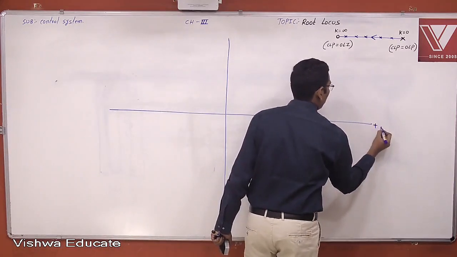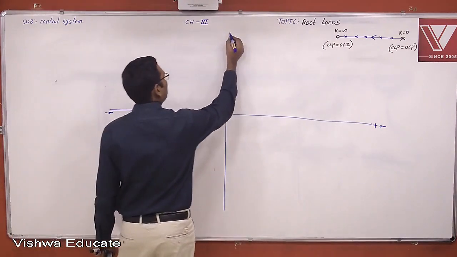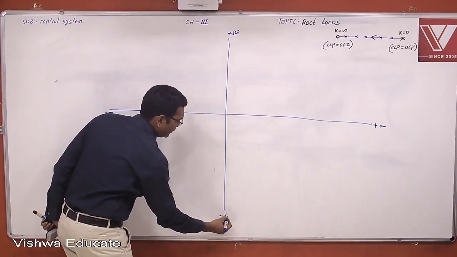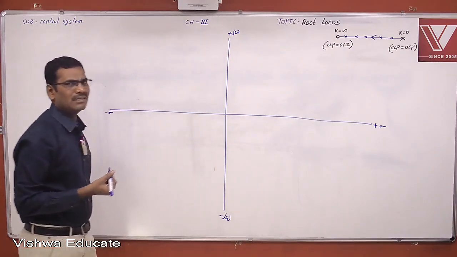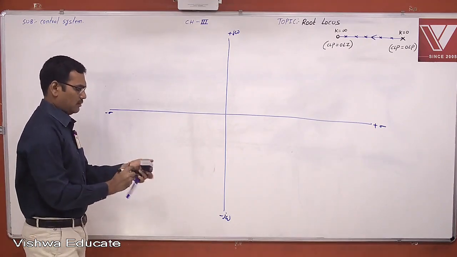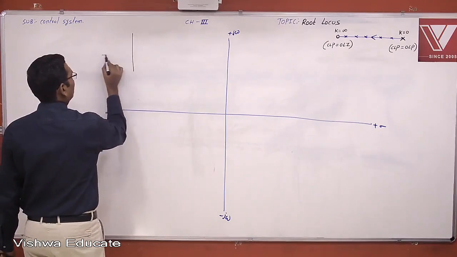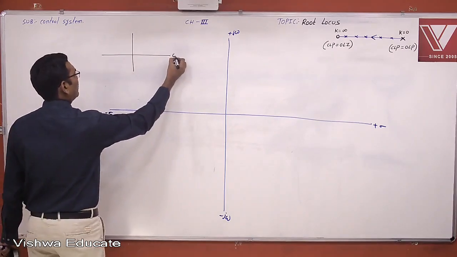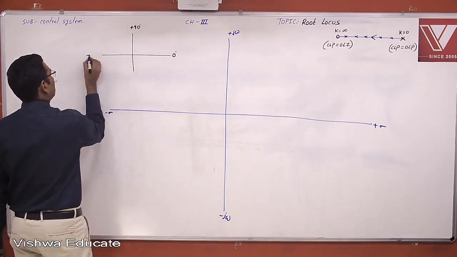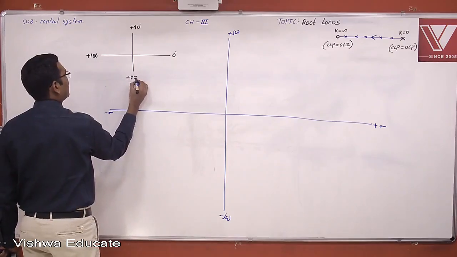Now this is the positive real axis. This is the negative real axis. This is the positive imaginary axis. This is the negative imaginary axis. This is explained, we already know that. Okay. Now this is 0 degrees, this is plus 90 degrees, this is plus 180 degrees, this is plus 270 degrees.